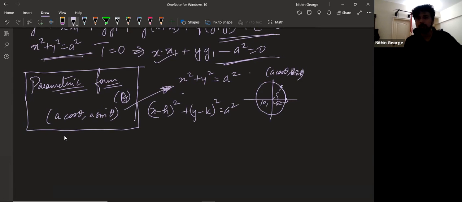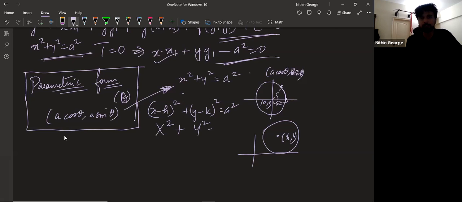So now the center is no longer the origin. It has been shifted somewhere else to some other point, h comma k. So what you do is you write this in the original format, X square plus Y square equal to a square, where capital X is equal to x minus h, capital Y equal to y minus k. So this looks like that other form, right? X square plus Y square equal to a square.